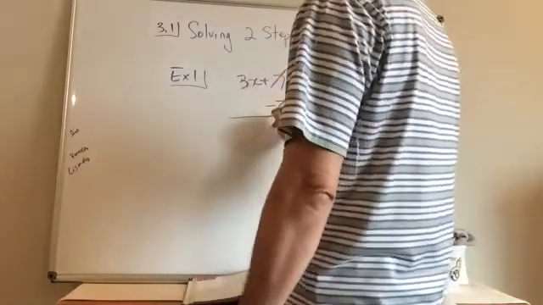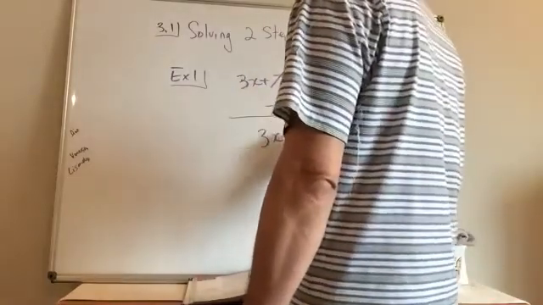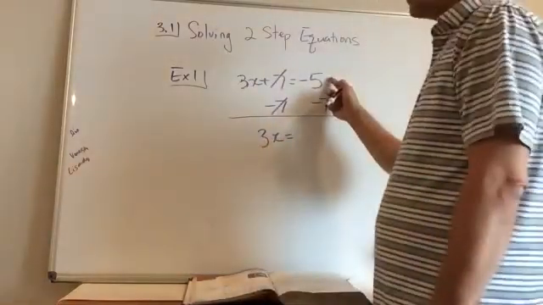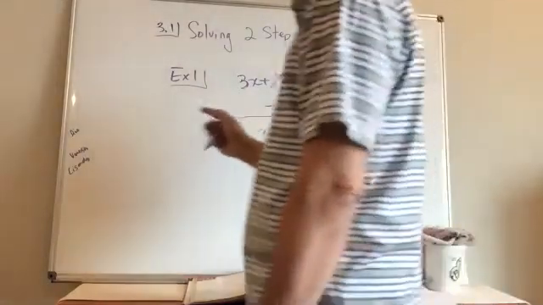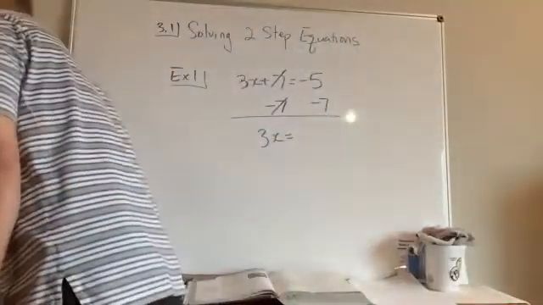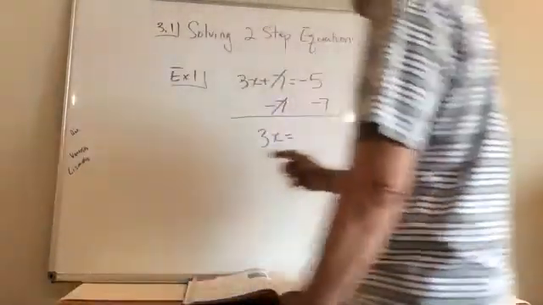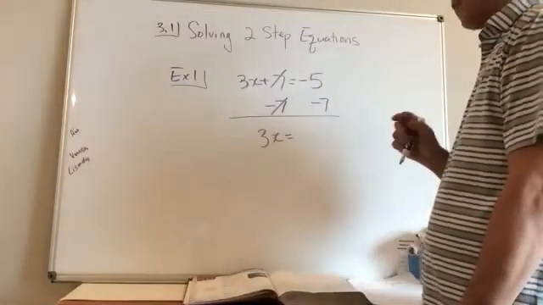7 goes away. I end up with 3x. Over here, I have -5 minus 7. So if I do that, Rose, what am I going to get? -5 minus 7.